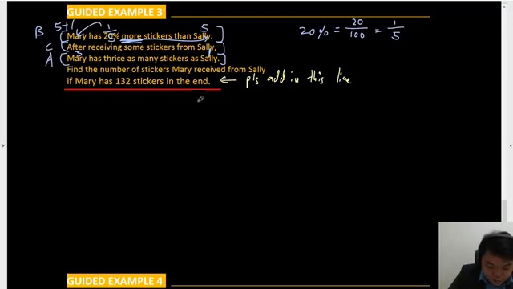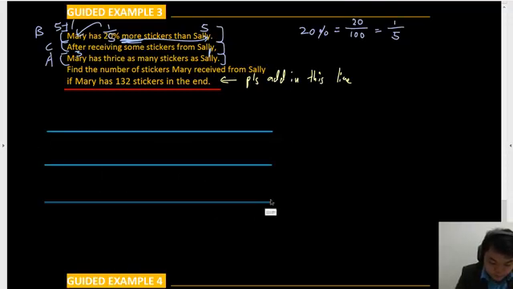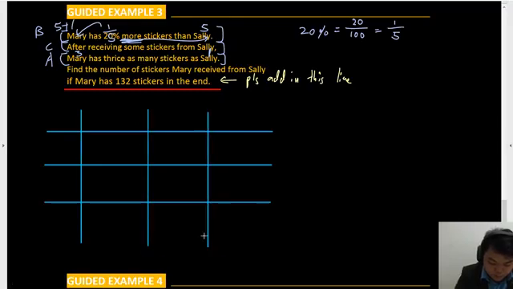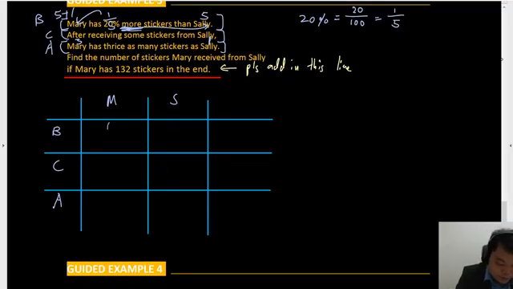So find out the number of stickers Mary received from Sally if Mary has 132 stickers in the end. Okay, so over here, let's draw out the BCA table first. Mary, Sally, before, change, and after. Okay, so now Mary has 6, Sally has 5. Sally gave some stickers to Mary. Now Mary has got 3 times as many stickers as Sally.